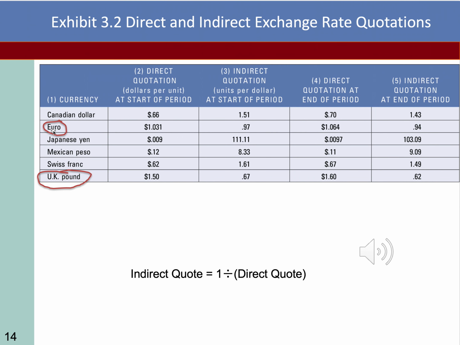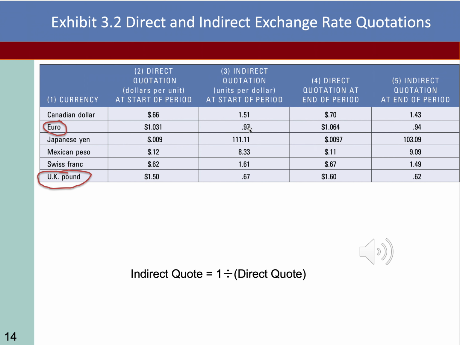Let's look at euro first. The direct quote, this I think is the latest, this is from the textbook, 1.031. The indirect quote is 1 divided by the direct quote, which is 0.97. Now this one is in terms of US dollars per euro, right? And this one is in terms of euro per dollar, 0.97.